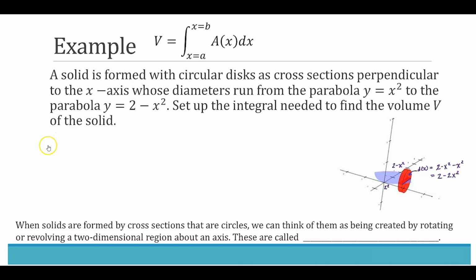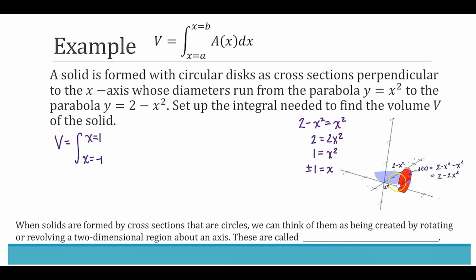So now we're going to go ahead and start to set up the volume formula. The volume is equal to the integral from x equals, so we need to know the x values that this region extends, and that's going to be finding the x values of the points of intersection here. So remember, if we want to find the point of intersection, or points of intersection, we're going to need to set the two functions equal to one another. So we'd have 2 equals 2x squared, or x squared equals 1, so we get plus or minus 1. So our limits of integration are going to extend from -1 to 1.